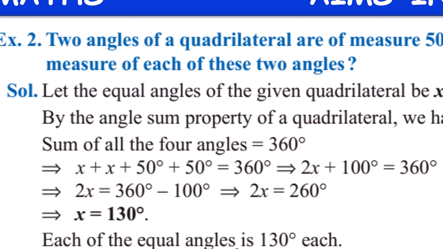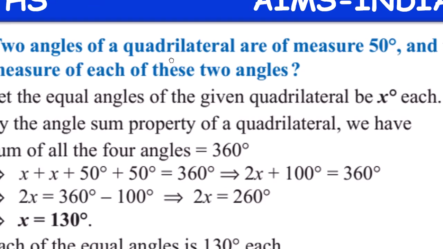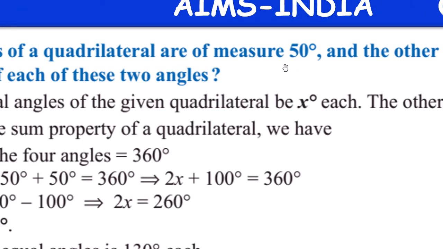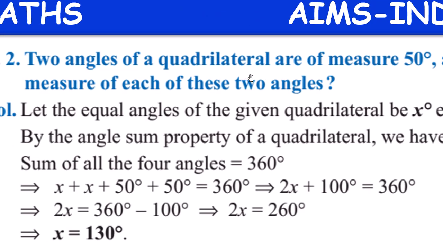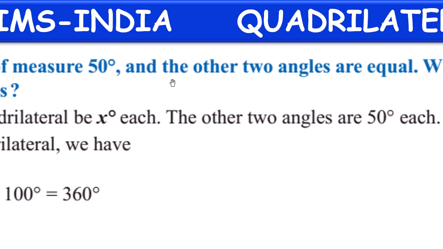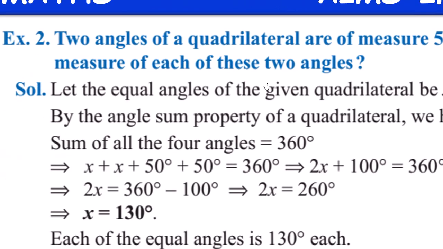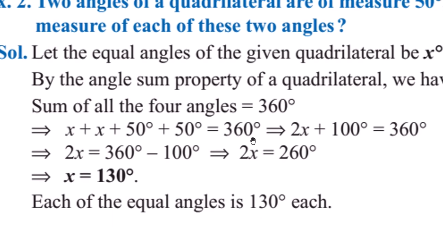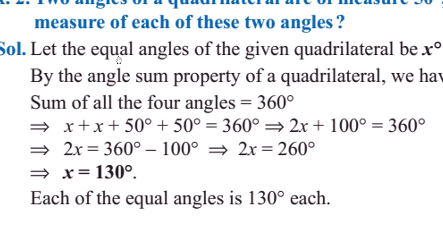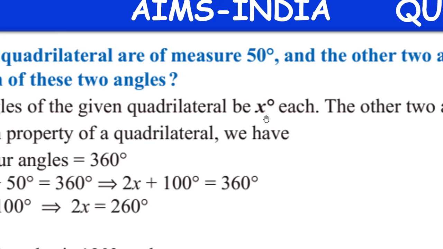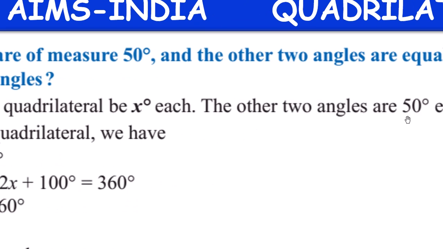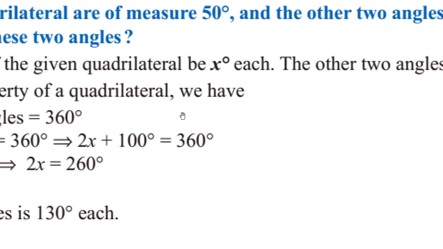Next one. Two angles of a quadrilateral are of measure 50 degrees, and the other two angles are equal. What is the measure of each of these angles? So let the equal angles be x degrees. The other two angles are 50 degrees each.